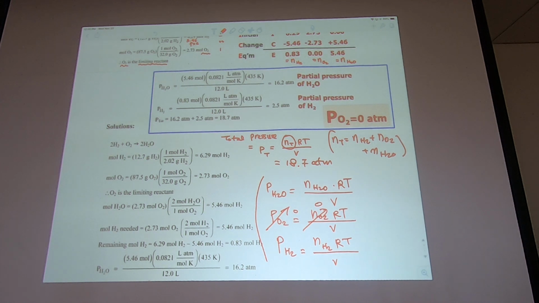This is something that, if you take physical chemistry, you'll learn in more detail from the kinetic theory of gases in your third year of chemistry.